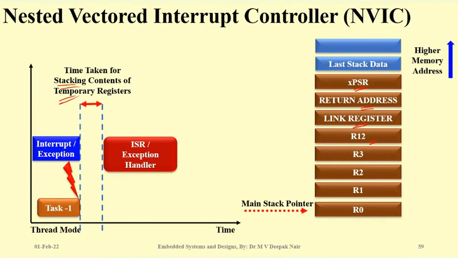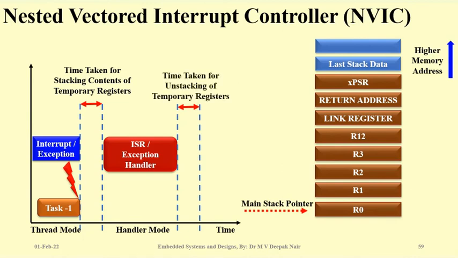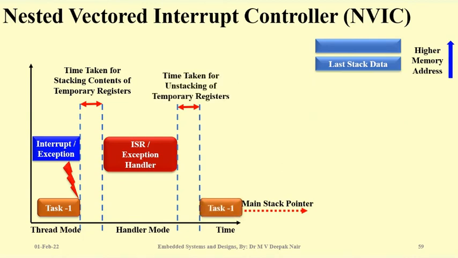Then it will go to the ISR, the interrupt service routine, and execute that. Remember, this was thread mode, normal mode. It entered into handler mode to handle the exceptions. Then after completing the exception, it will take a small time to pop all the data which were stored in the stack. It retrieves all the data stored in the stack, then comes back to the original program, and the stack pointer goes back to the original position. Is it clear?